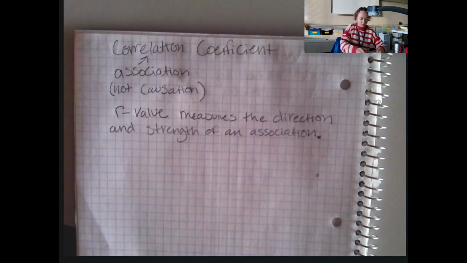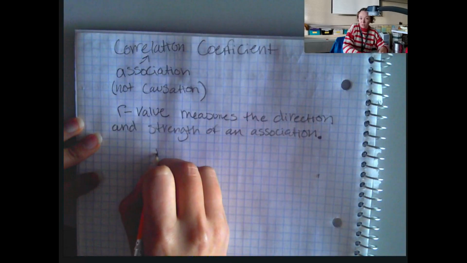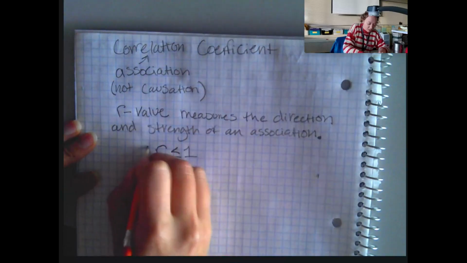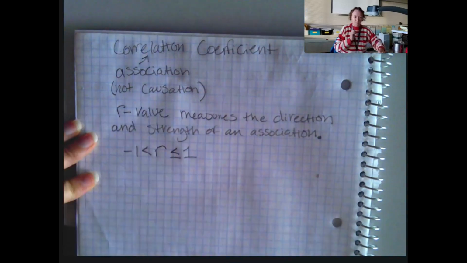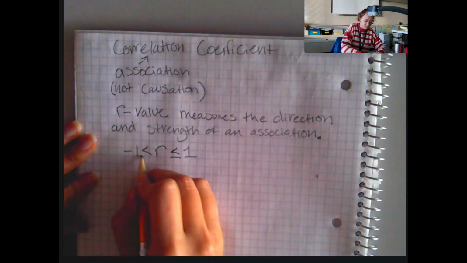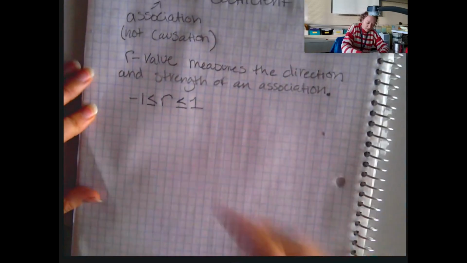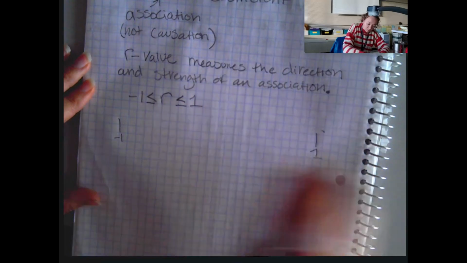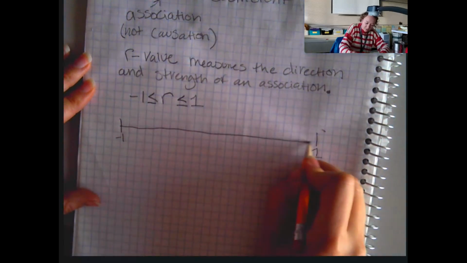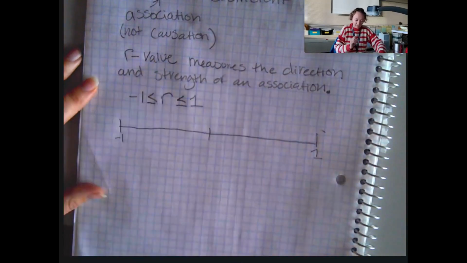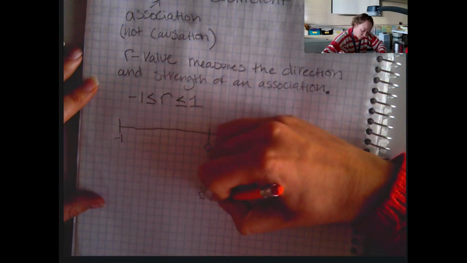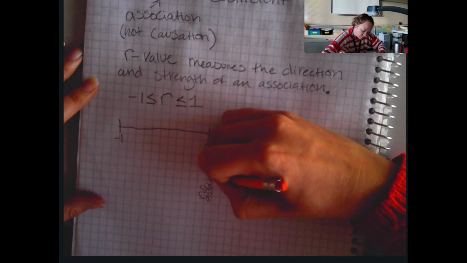So in general, R is bounded between 1 and negative 1. So R must be less than or equal to 1 and greater than or equal to negative 1. And if we picture it on a number line, we have -1 over here and 1 over here. We can kind of label what the different parts would be. So halfway in between, that would be 0. That would mean no association.